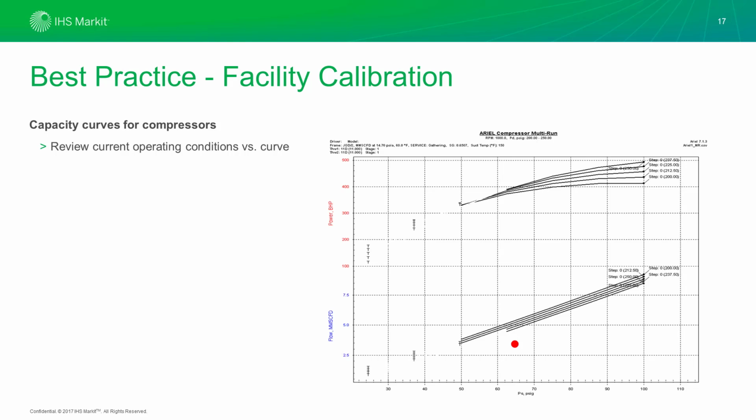So the plot I'm showing on this slide is an Ariel compressor performance curve, and this was generated in the Ariel performance software. Shown on the top portion of the graph is the brake horsepower versus the suction pressure, and the bottom portion is going to be showing the corresponding flow rates versus the suction pressure. The red dot is going to indicate my current operating point. If I plot it on the curve and it doesn't match, I need to investigate the reasons why this is not matching.